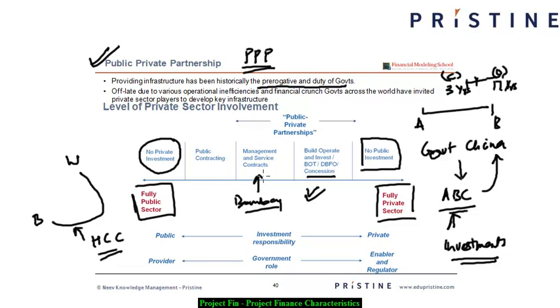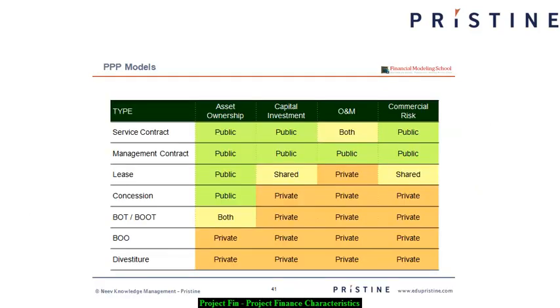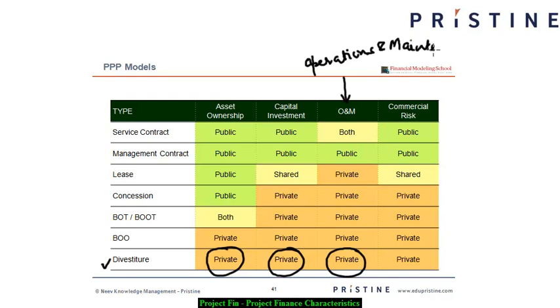So this could be a management service contract or a public contract, where the government doesn't really build the road. They would just make sure that the regulatory compliance is met, and apart from that, they would not do anything else. So this could be the various spectrum. One could be a divestiture, where everything is being done by the private company. The asset ownership is private, the capital investment is private, the O&M, operations and maintenance, and the commercial risk, all are private in nature.